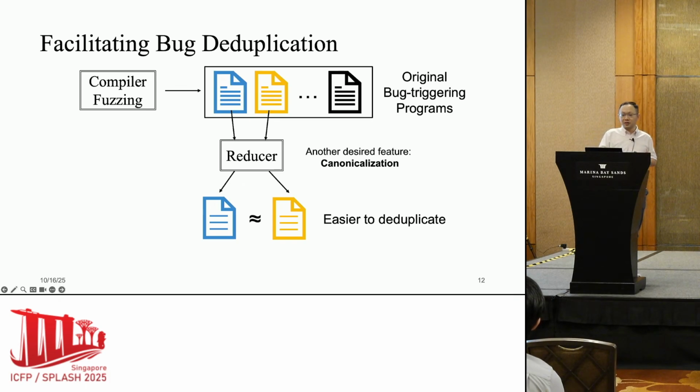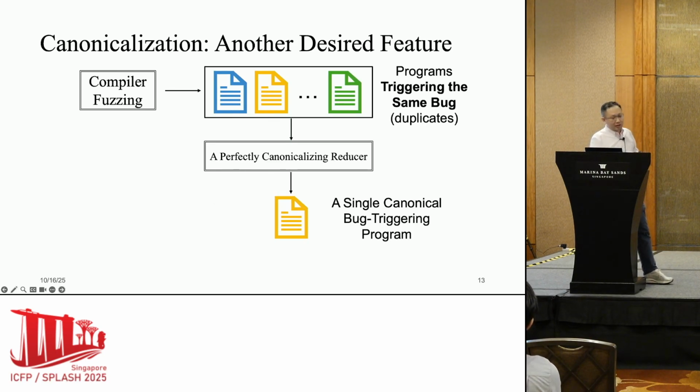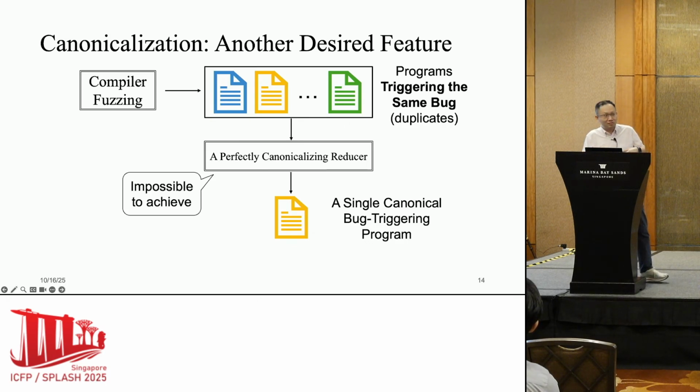Therefore, in program reduction, another desired feature is called canonicalization. That is, it can reduce the difference among programs that trigger the same bugs. Ideally, given a list of programs that trigger the same bug, a perfectly canonicalizing reducer can reduce them to a single canonical bug-triggering program. But this is just the ideal case, and it's almost impossible to achieve because of the complexity of programming languages.